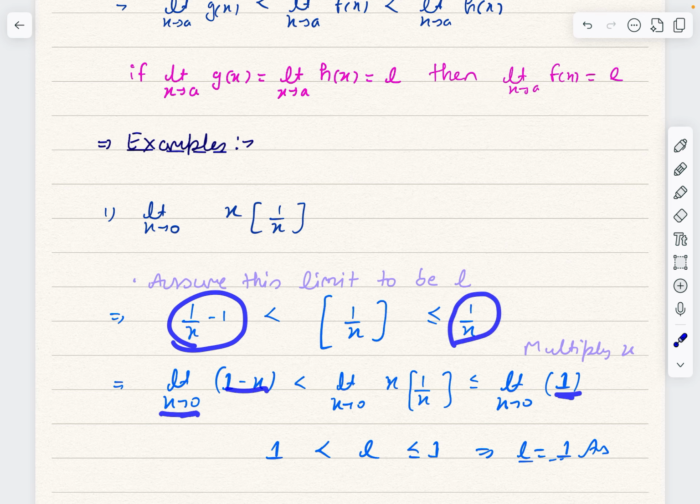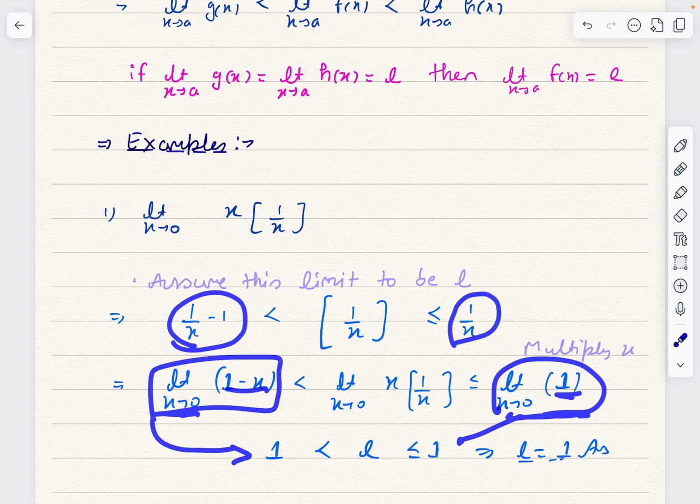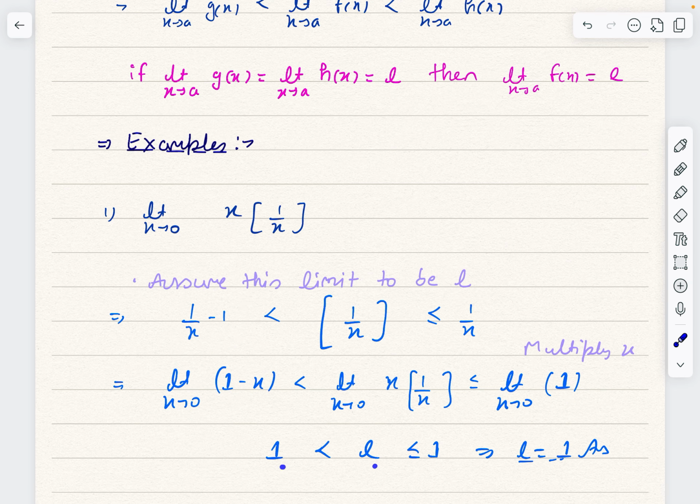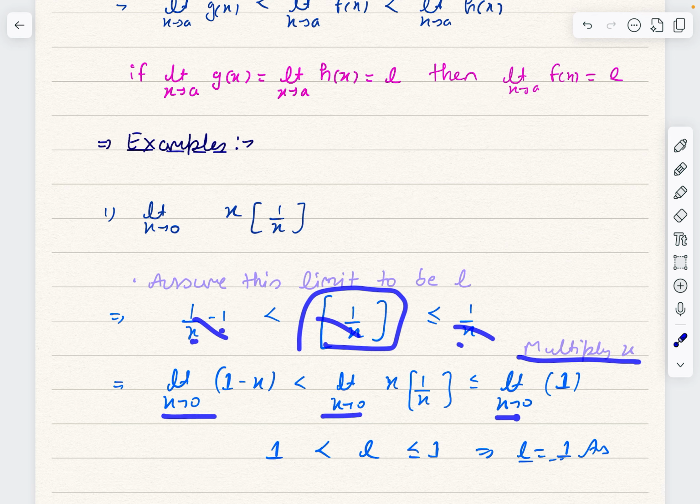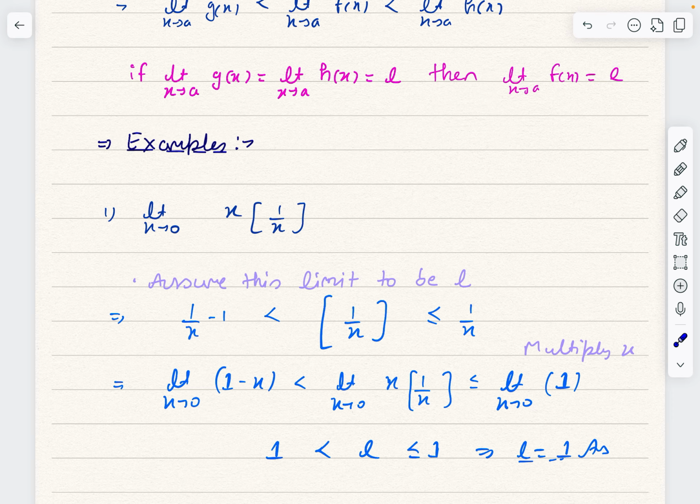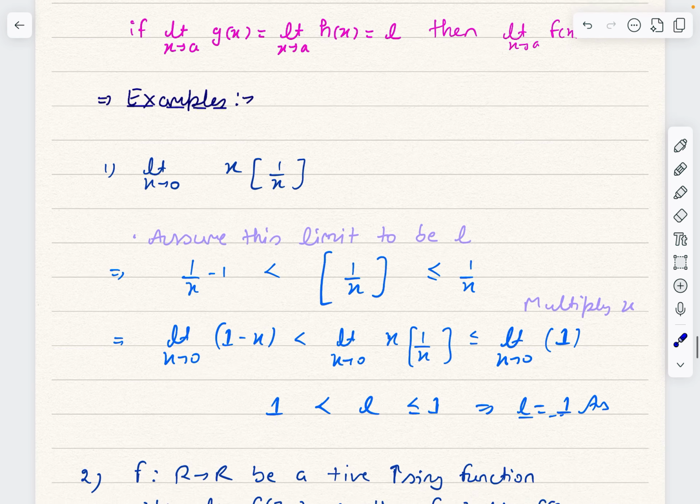When you take limit x tends to 0, you see this thing will come out to be 1. This thing is already 1. So if L lies between 1 and 1, it has to be 1 only, no? I hope it makes sense. So the step of 1 by x lies between 1 by x minus 1 and 1 by x. We multiply x on all three sides and then take limit x tends to 0. So directly we get this will be 1, this will be 1. So L has to be 1 only. Okay, now let us see the next problem.